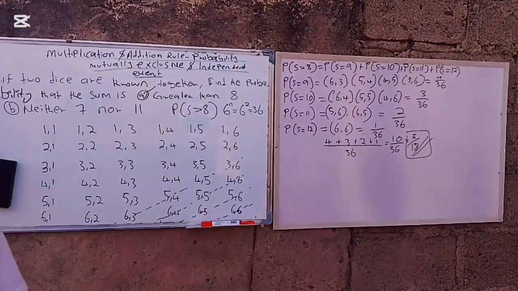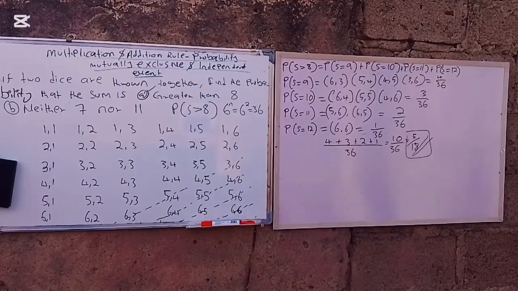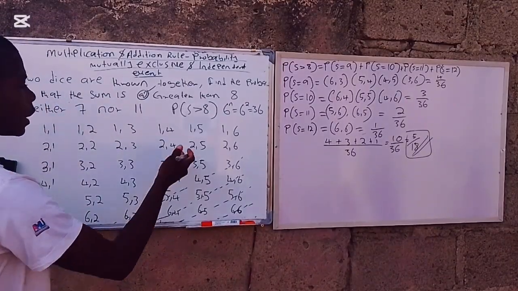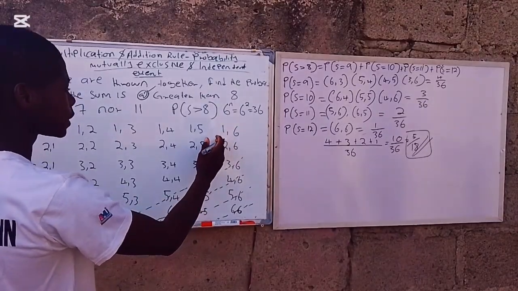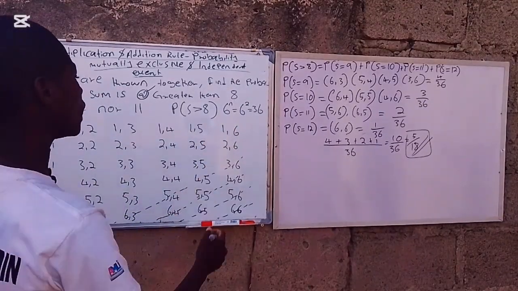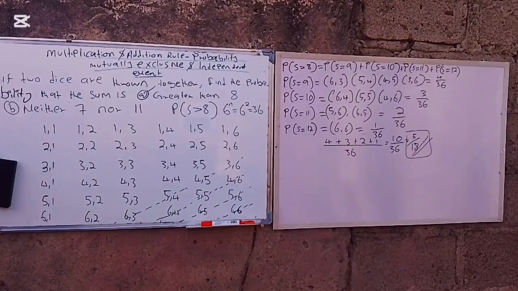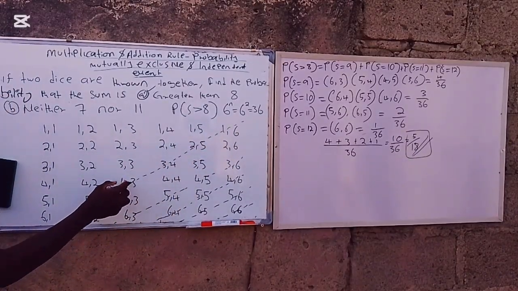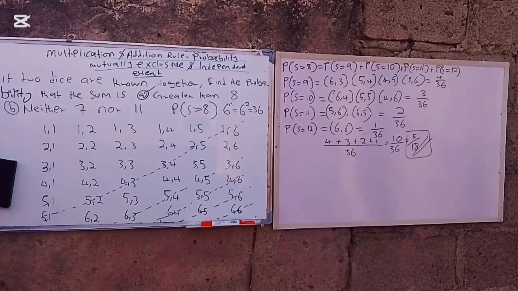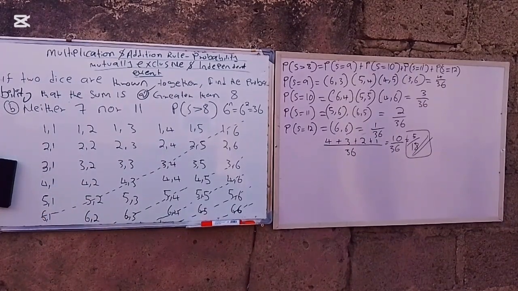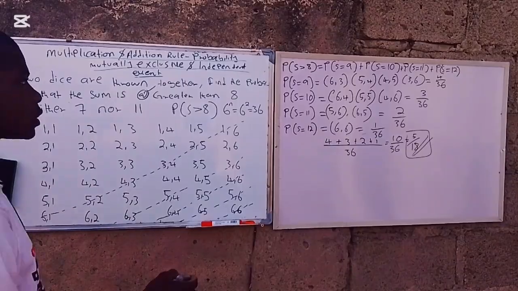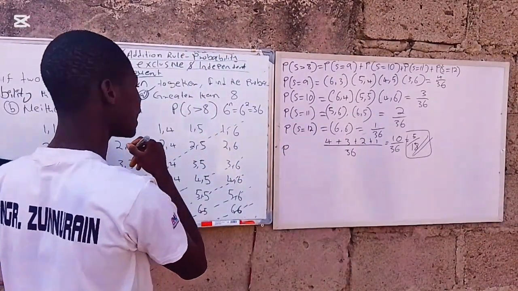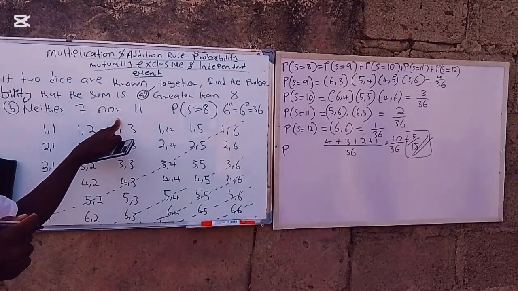The same procedure that we are going to do is that we have to take a look at this and see 7. Where are we going to get 7? In here, 6 plus 1, I'll get 7. So I have to take a look at this. Yes, I'll get 7 in this. So what will be the probability of getting neither 7 nor 11?